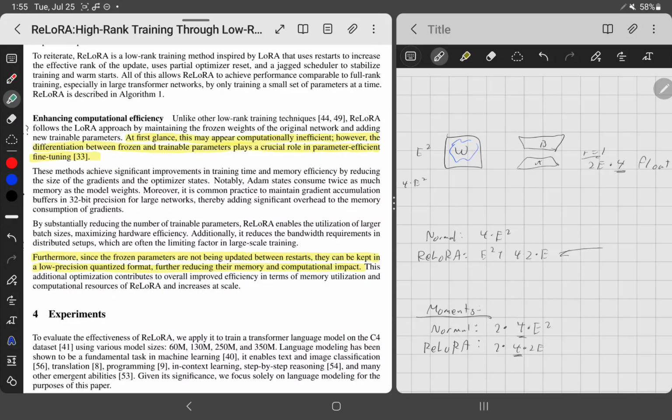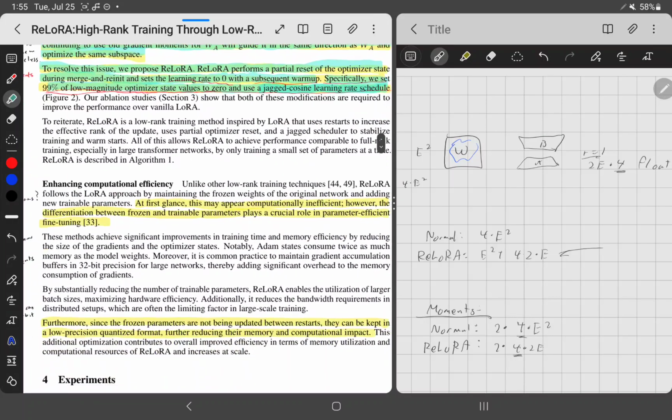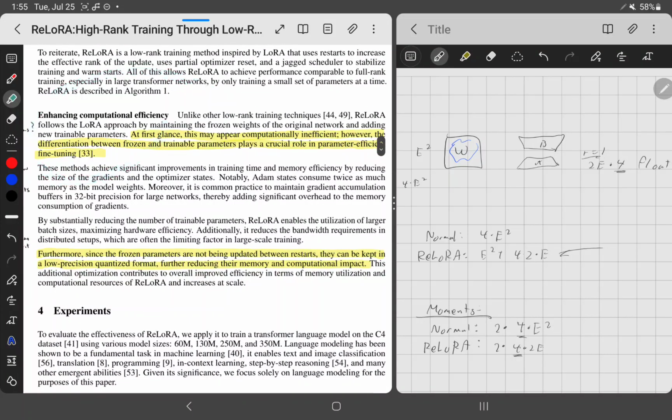Those are the two things: you can quantize W, and you don't have to store the moments for W. So those are two very nice properties, and that allows you to reduce your memory footprint a lot. That's what they mention here, just to show that these properties do hold, and that it is actually smaller if you choose r correctly.